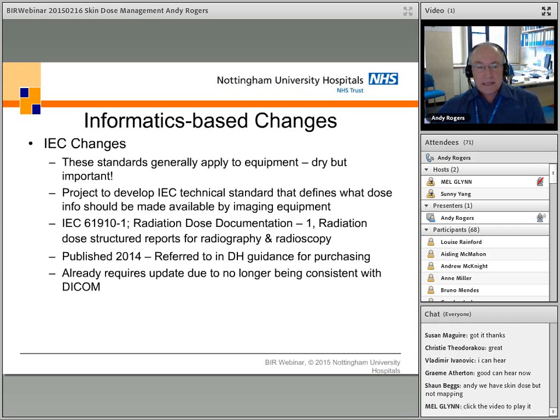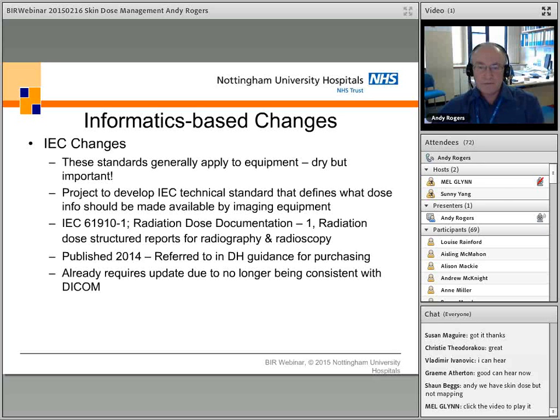IEC is the standards body that sets the standards internationally for the X-ray equipment we're talking about, and they published a technical standard last year. It's shown here, IEC 61910-1. They've all got horrible numbers, and this was called radiation dose documentation. And what it was, was an IEC interpretation really of a DICOM structured dose report.